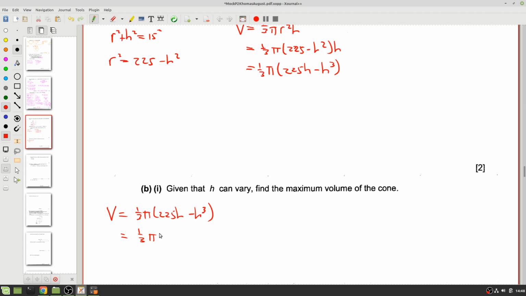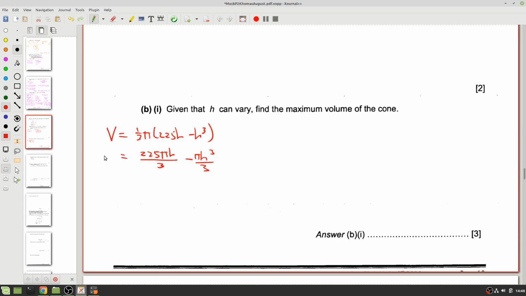So a third, actually let's do it this way. 225h, pi goes to the top. I'm just going to write 225 pi h over 3. So that's multiplying this in here, and multiplying a third pi with h cubed will give us minus pi h cubed over 3. Alright, so that is the volume just rewritten, and now we want to differentiate it.